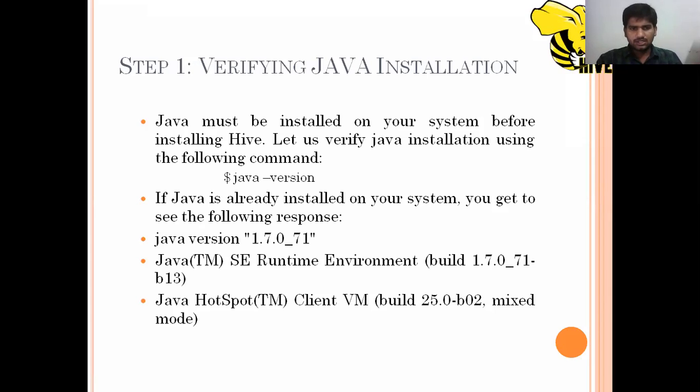So that is the dollar prompt. It is the default. When you give the command java space minus version, if Java is already installed on the system, it shows the response with that particular version, for example Java version 1.7 point something.